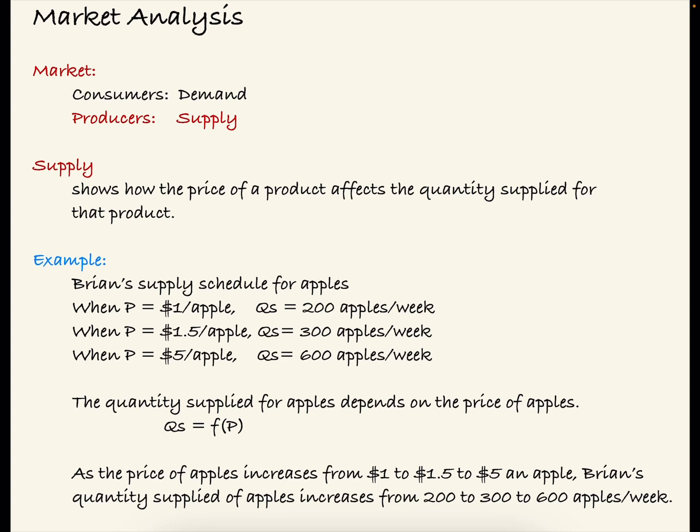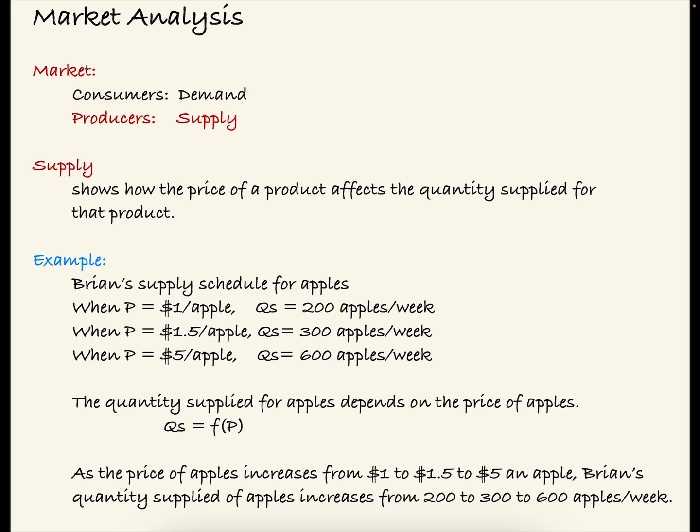And supply shows how the price of a product affects the quantity supplied for that product. Here's an example. In this example, we're going to look at Brian's supply schedule for apples. So when the price of an apple is $1, Brian's quantity supplied is 200 apples per week. When the price of an apple is $1.5, Brian's quantity supplied is 300 apples per week. And finally, when the price is $5 per apple, Brian's quantity supplied is 600 apples per week.